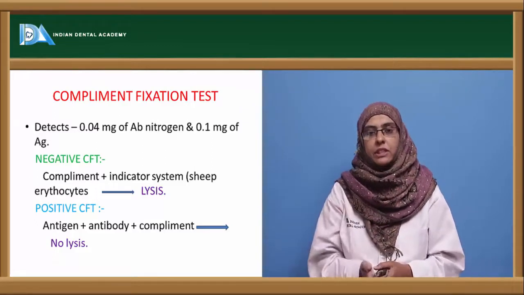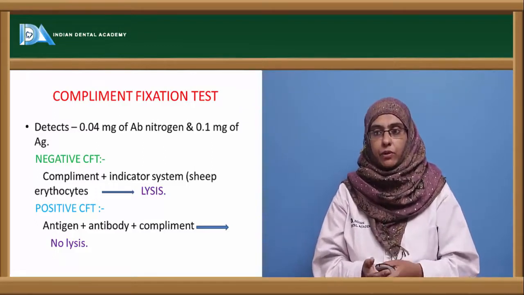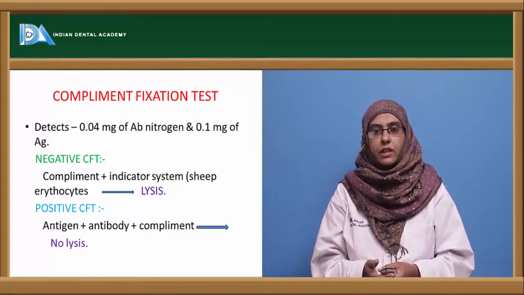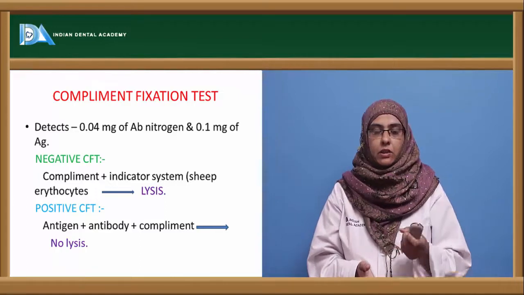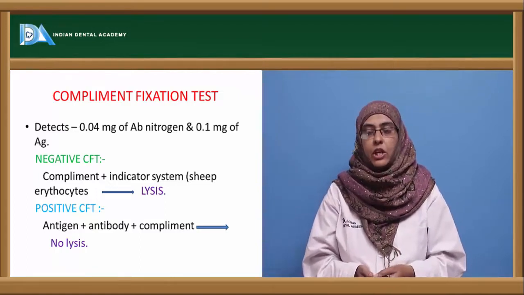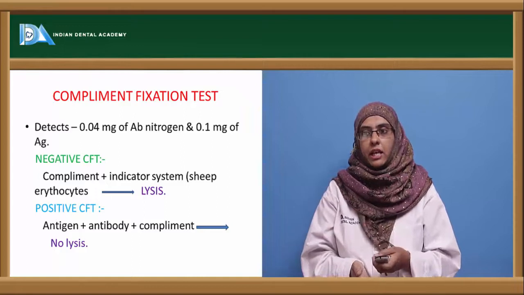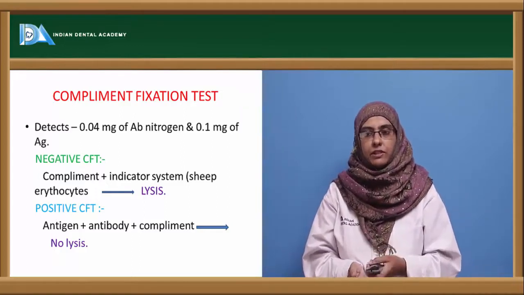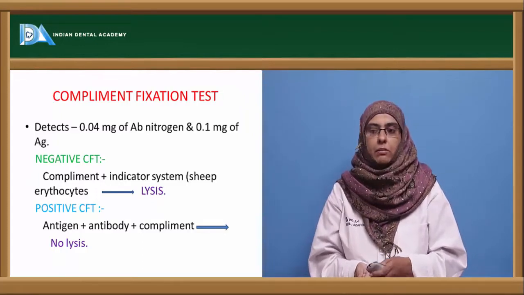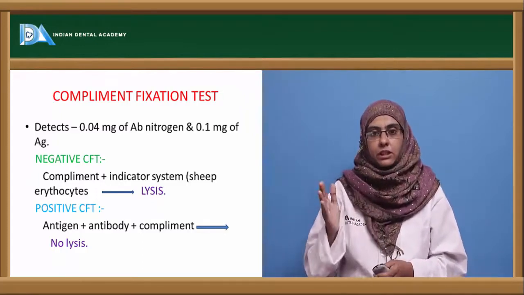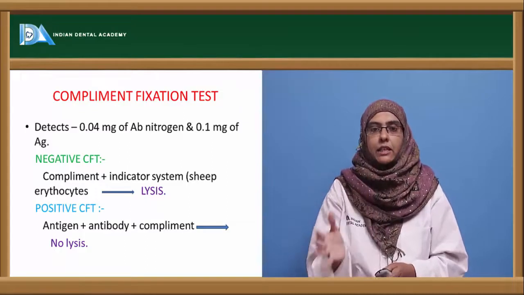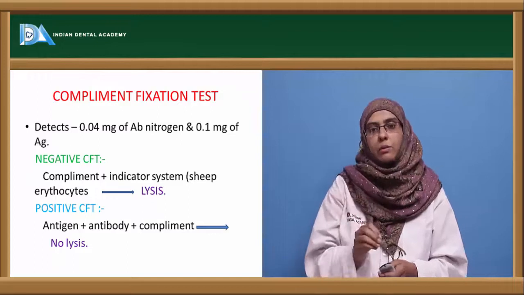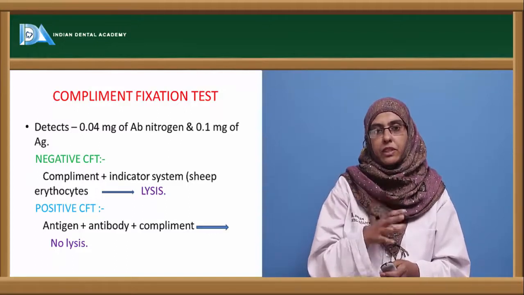This complement fixation test helps us to detect 0.04 mg of the antibody nitrogen and 0.1 mg of the antigen that is causing the infection in our body. Here the negative CFT is usually indicated in the form of a lysis, and a positive complement fixation test is indicated by no lysis. There are two sets of tests that are usually done in this complement fixation test to see whether the complement protein has been fixed or not.